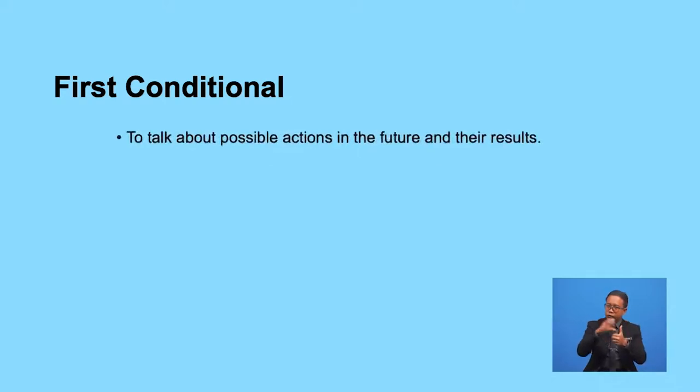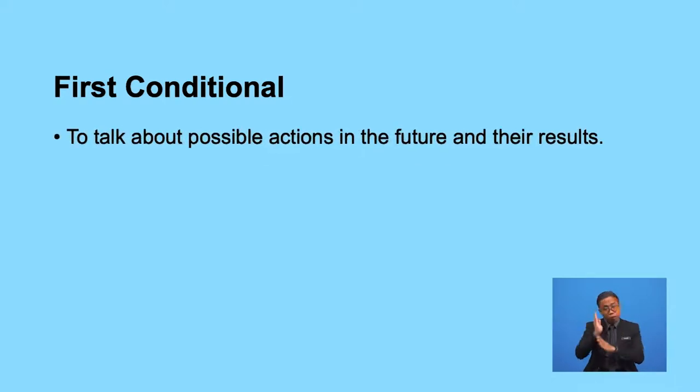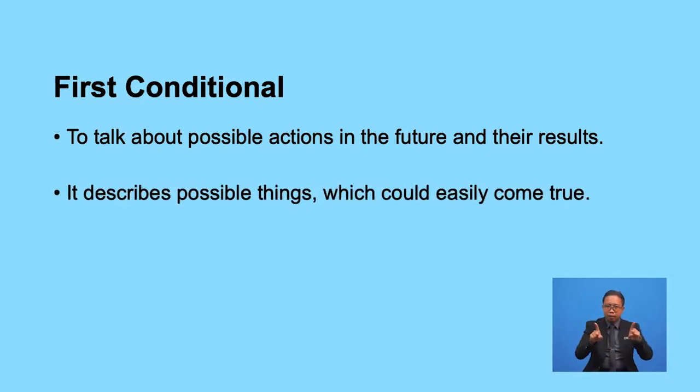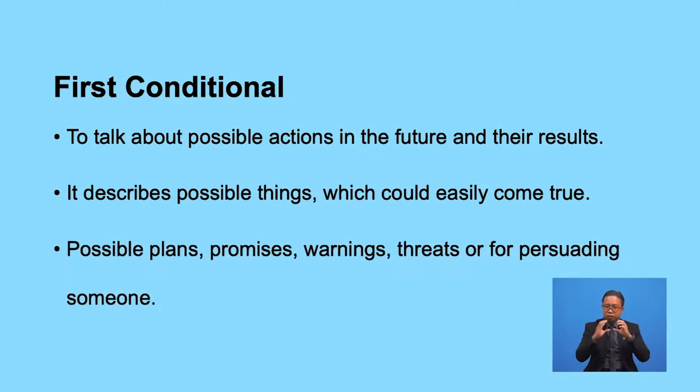In English grammar, we use the first conditional to talk about possible actions in the future and their results. So if the first condition happens, something will happen as a result. Of course, we can't know what will happen in the future, but this describes possible things which could easily come true. This structure is common when talking about possible plans, promises, warnings, threats, or for persuading someone. So the first conditional is really useful when writing an opinion essay. Would you like to hear more?